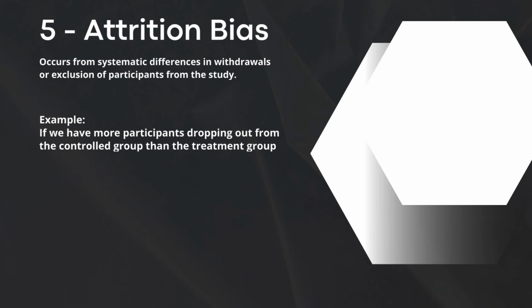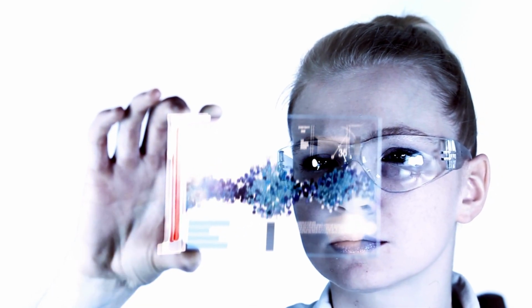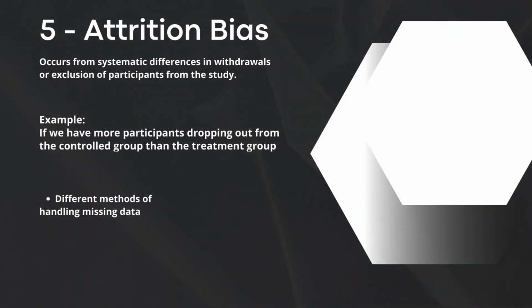Two important considerations when handling missing data. Different methods of handling missing data, last observation carried forward, for example, multiple imputations. This can affect the study results and introduce bias. And it is important to understand the implication of each method.